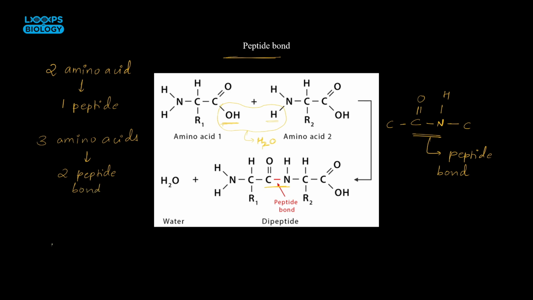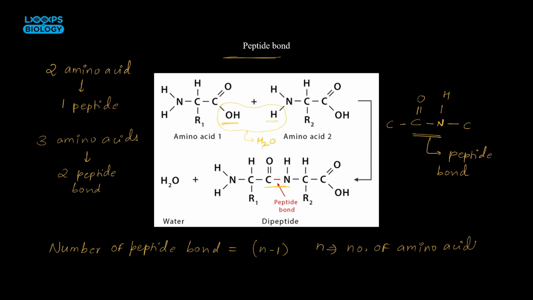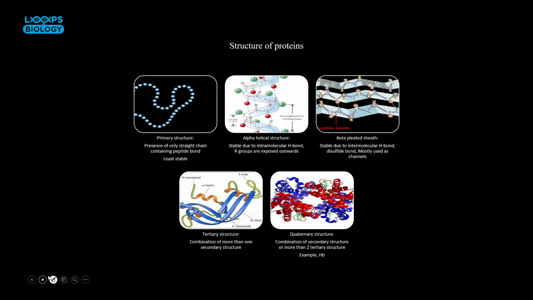Alright. So to calculate the number of peptide bonds, it is equal to n minus 1, where n is nothing but the number of amino acids. Alright, so this is the formula to find the number of peptide bonds. Let's move on to the structure of proteins.